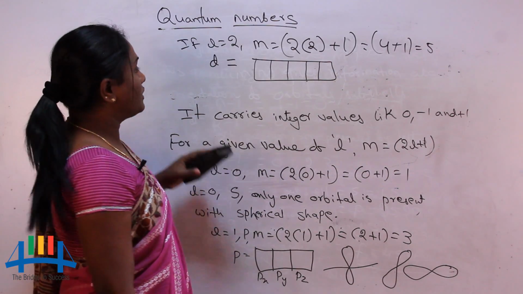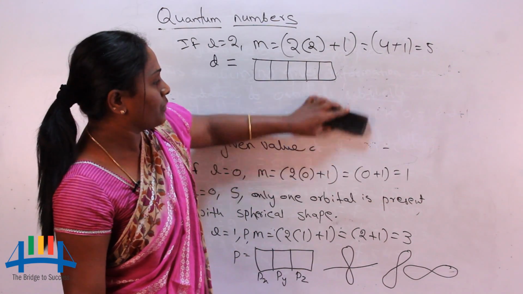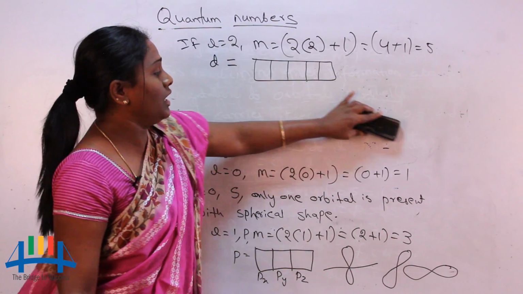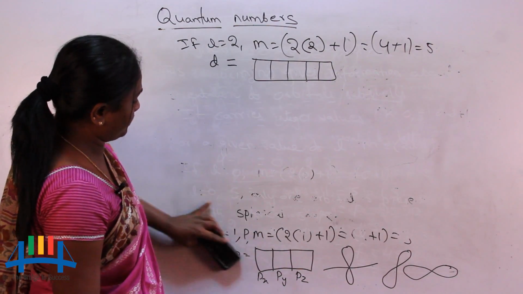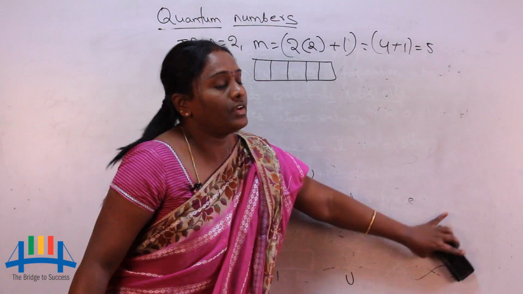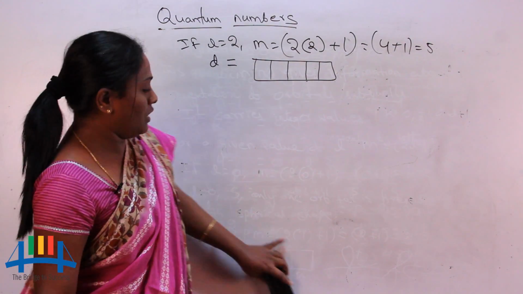Like this we can also write for the F subshell, where we get 7 as the value of M, where 7 orientations are possible in the space around the nucleus.